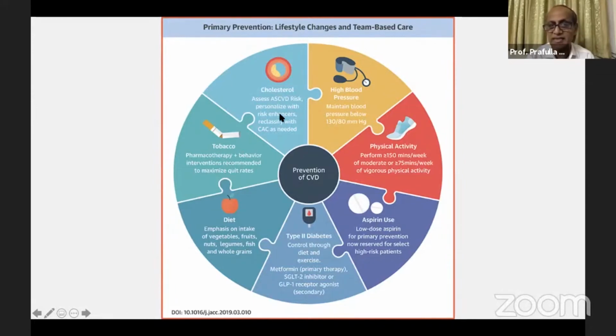To assess her ASCVD risk, we have to then reclassify if she is in the intermediate risk and resort to coronary artery calcium scoring as required. As far as physical activity and healthy diet lifestyle is concerned, it is there. 30 minutes of brisk walking 5 days a week is good enough to reduce the cardiovascular risk. Of course, needless to say, this patient has to get onto obesity reduction.